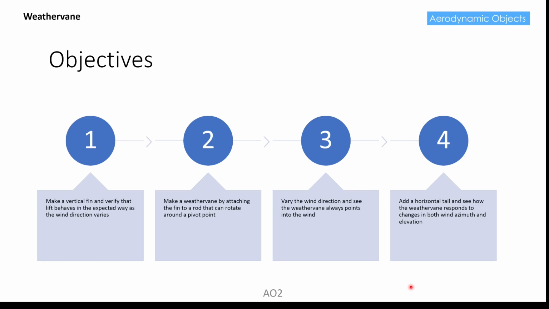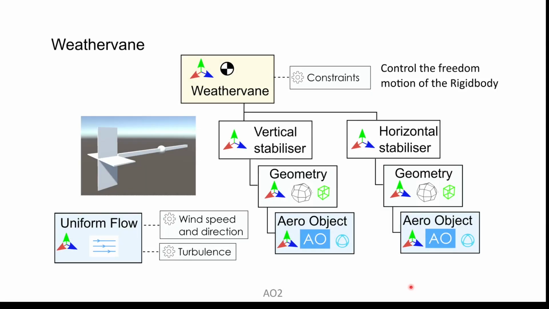And then we're going to turn that fin into a weather vane by attaching it to a rod that can rotate around a pivot point. And we're going to vary the wind direction and see that the weather vane points into the wind. Then finally we're going to add a horizontal tail so that it can respond to both changes in wind azimuth and wind elevation. This is our scene diagram.